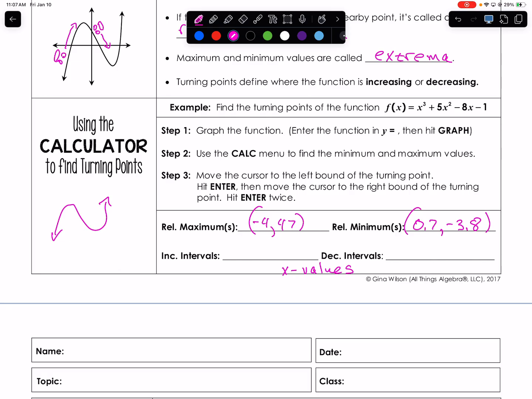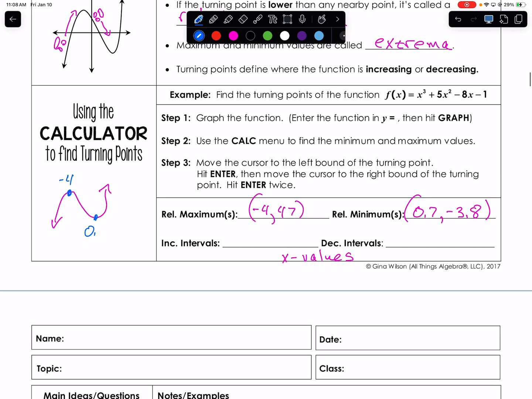Okay. So we're thinking x values. Knuckleheads in the back, we're thinking x values. What is this x value right here? -4. Way to go, Luke Holmes. What's the x value right here? 0.7. Because we're doing intervals now, right?